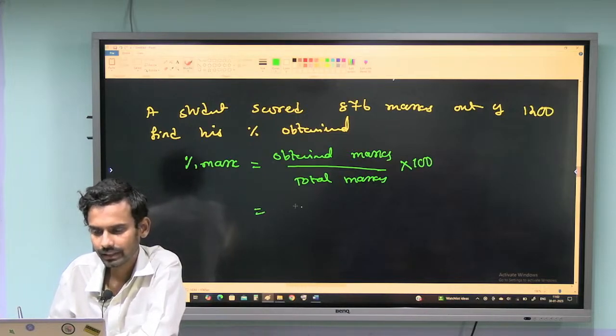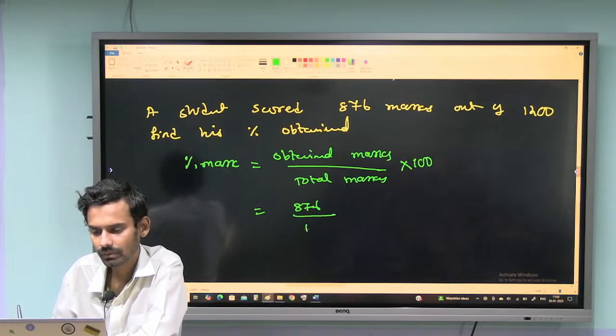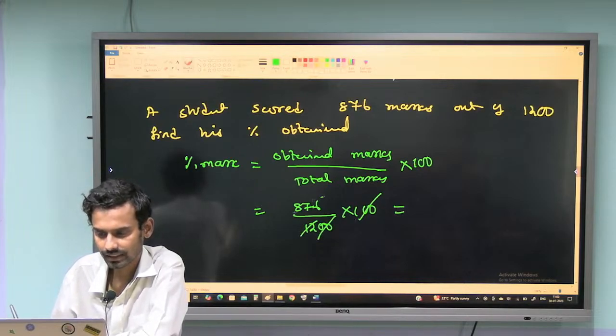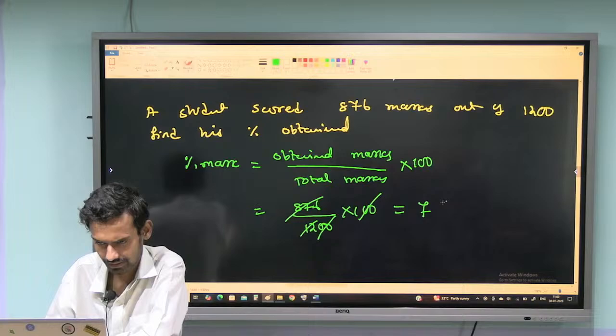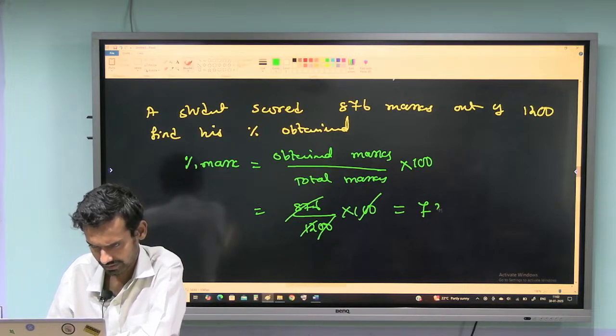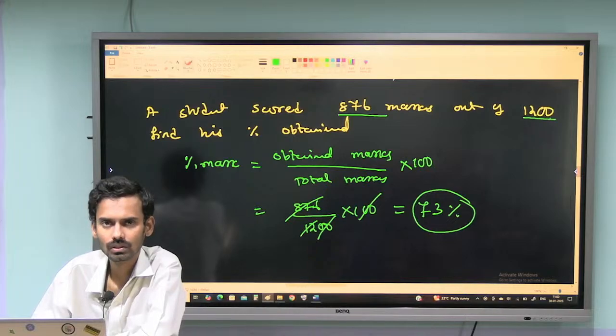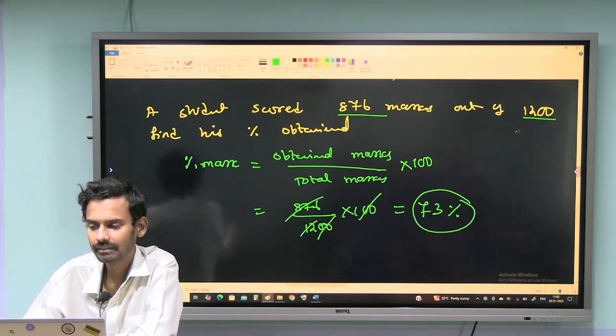So it will be 876 divided by 1200 into 100. If you cancel the zeros, cancelling by 12: 12 ones are 12, 12 sevens are 84, 3 is the remainder, then 12 threes are 36. So your answer will be 73%. Which means if a student scores 876 marks out of 1200, which is the total marks, he will be getting 73%.